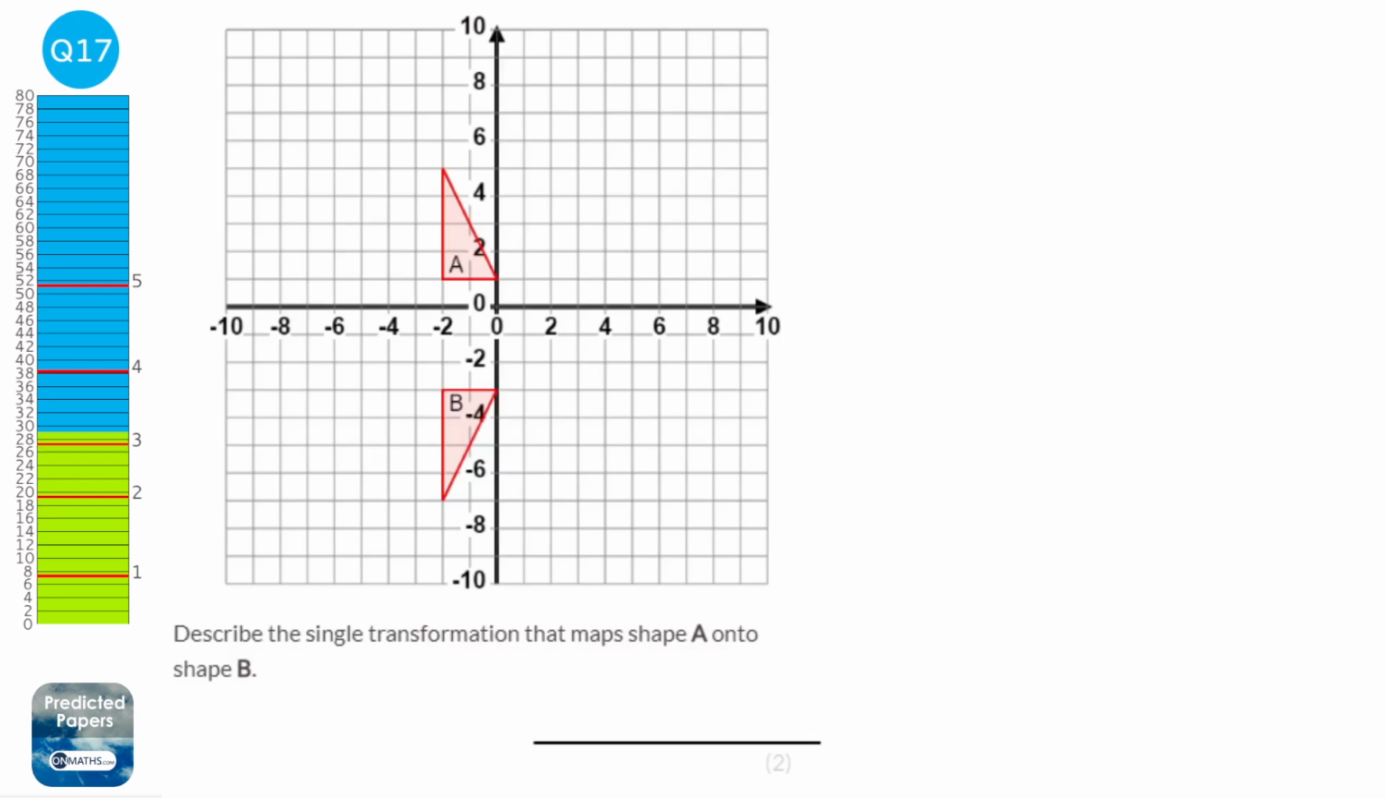So trying to describe the single transformation, it kind of looks like it could be a rotation, and it would be a rotation of 180 degrees. But if it was a rotation, it would be actually this way around. And so it's not a rotation. It looks to me like it's a reflection, which it is. Now we've got to find out where we put our mirror line. And our mirror line for this would be a horizontal line.